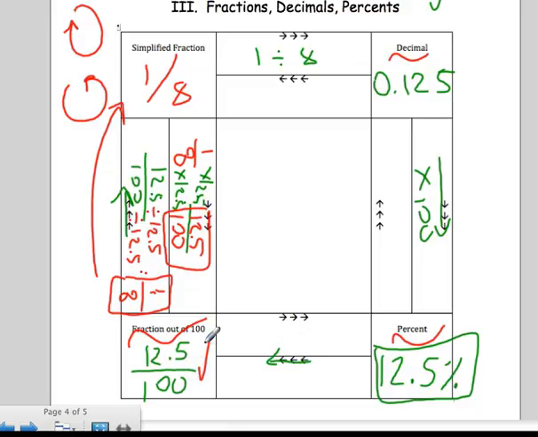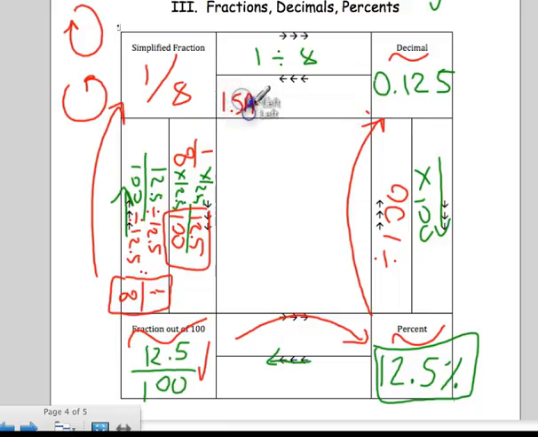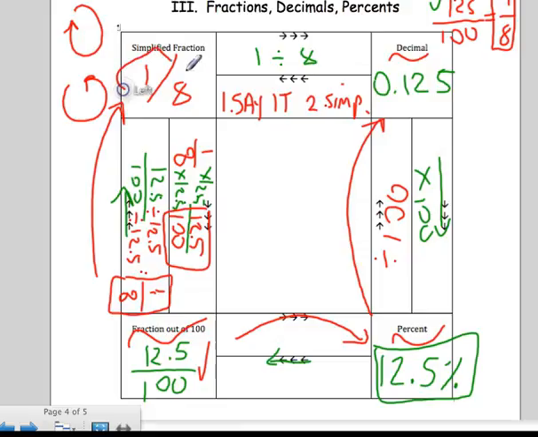To go from 12.5 over 100, you just need to know that that's how you write it as a percent. To go from 12.5% to a decimal, you need to divide by 100, which is the same as moving the decimal 2 places to the left. That's 125 thousandths. And to go from the decimal to the simplified fraction, first is to say it. 125 thousandths is 125 thousandths. And then second is to simplify. If you simplify this, it would simplify to 1/8. And we're back to where we started.